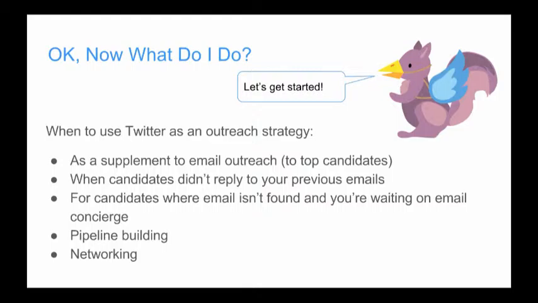email. Also, if a candidate hasn't replied to any of your previous outreach, let's say you sent them an outreach email and they went through your entire automated follow-up campaign and didn't reply, Twitter is another option to try to get their attention. Also, for candidates where you requested their email through our email concierge and you're waiting on the concierge to get back to you with that contact information, you can go ahead and send them a tweet. Then later down the line, when you're able to send them an email, they already have an idea of who you are and pay a little bit more attention to that.